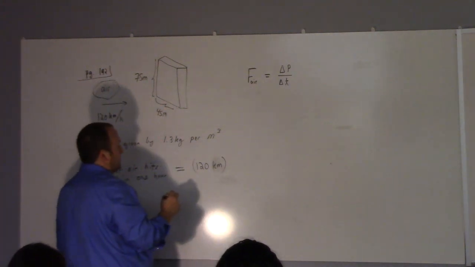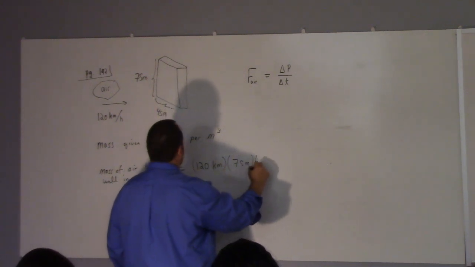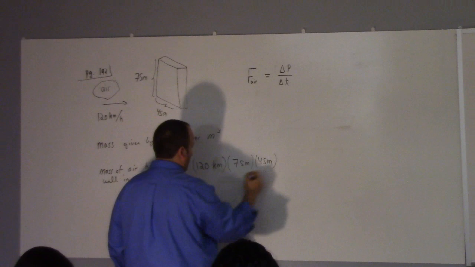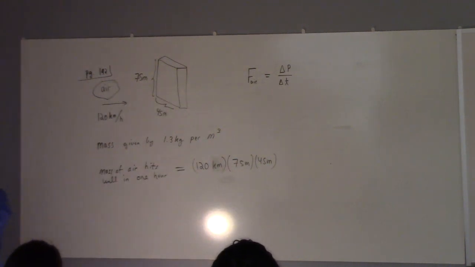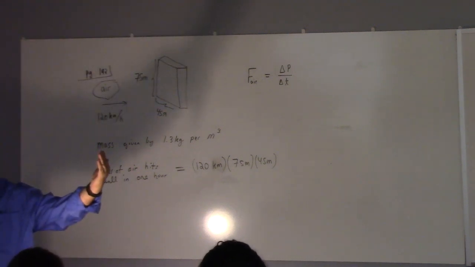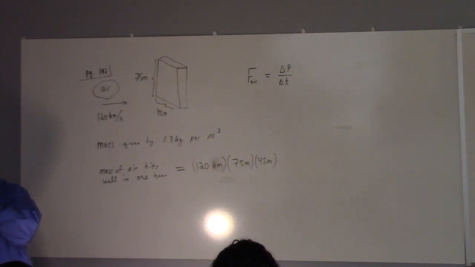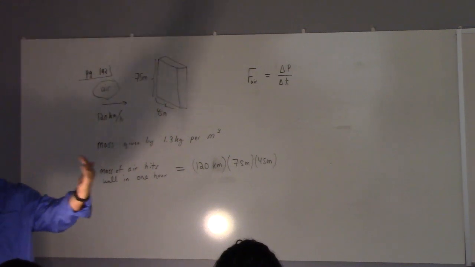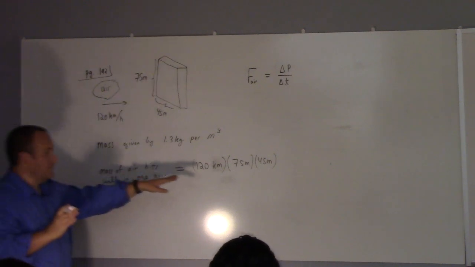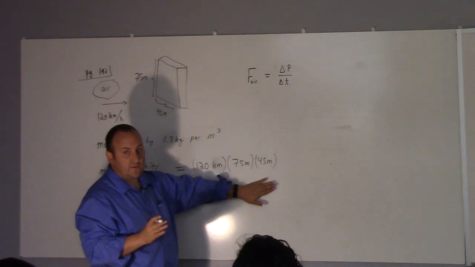And what's the area? 75 meters times 45 meters. That's the volume of air that hits the building in an hour. Does that make sense? If I take 1 hour, there's that much volume of air hitting the building, right? So I'm doing meters times meters times meters. This is a volume. It has units of meters cubed, right?